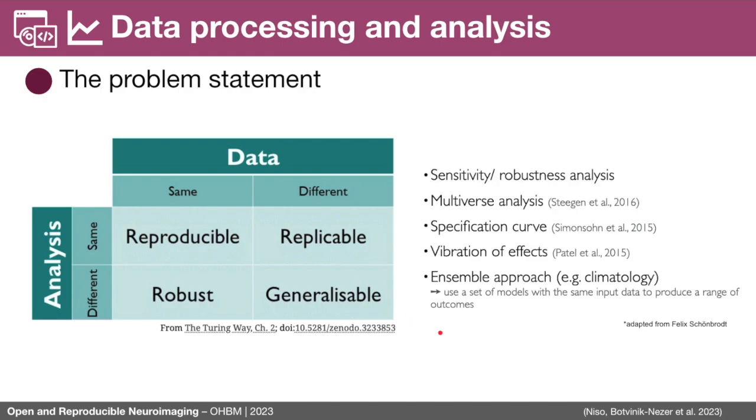And there were and are new methods proposed regarding all of these different aspects, each quadrant here, for example, sensitivity and robustness analysis, multiverse analysis, specification curves, regression of effects, and sample approaches, basically aiming to tackle and investigate one or more of these quadrants. In the first instance, however, we're going to focus on the same data, same analysis as the most underlying crucial thing, talking about reproducibility.